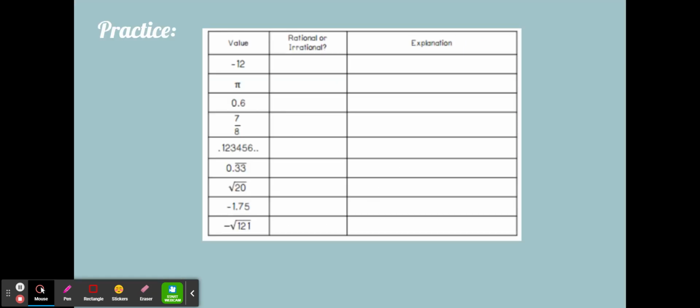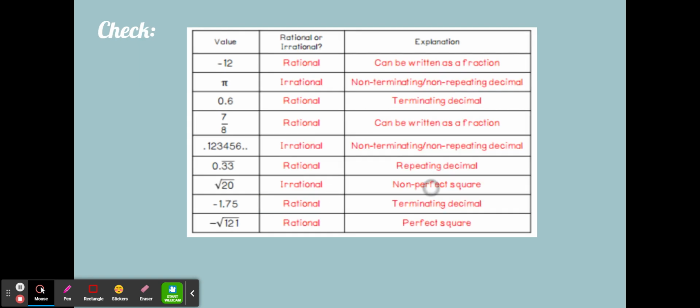So if you'd like to go ahead and try these ones and indicate whether or not you think these are rational or irrational and provide your explanation. Go ahead and pause and try each one on your own. So once you've done that, I'll talk about each one to make sure you understand. Negative 12 is technically a decimal, which is 0.0 afterwards. So I know it is a terminating decimal.